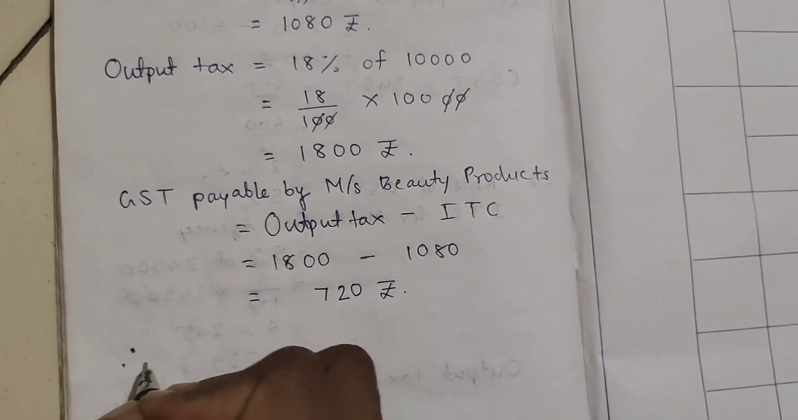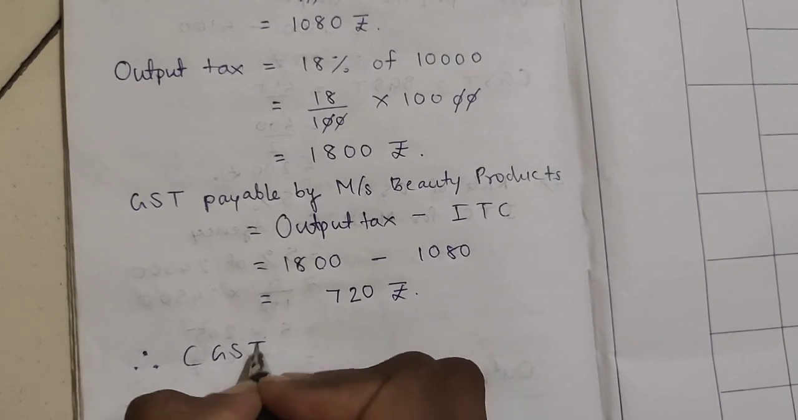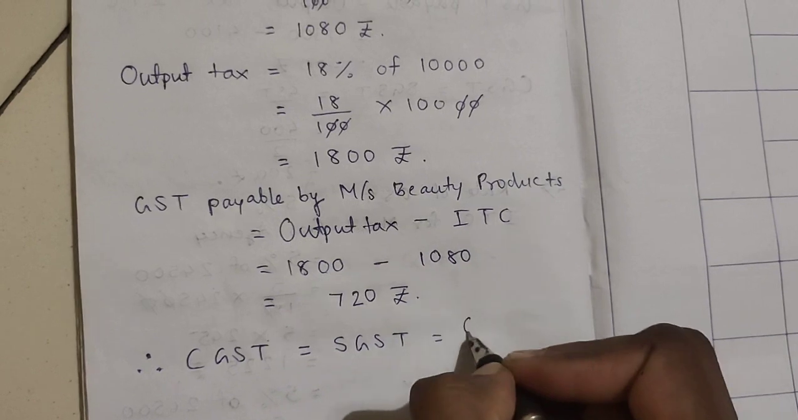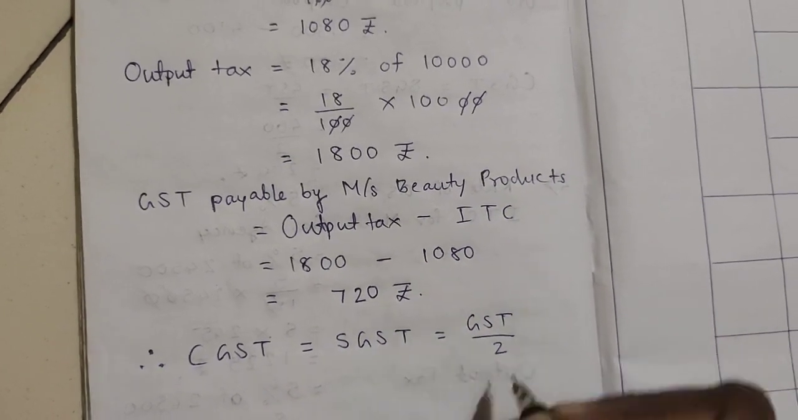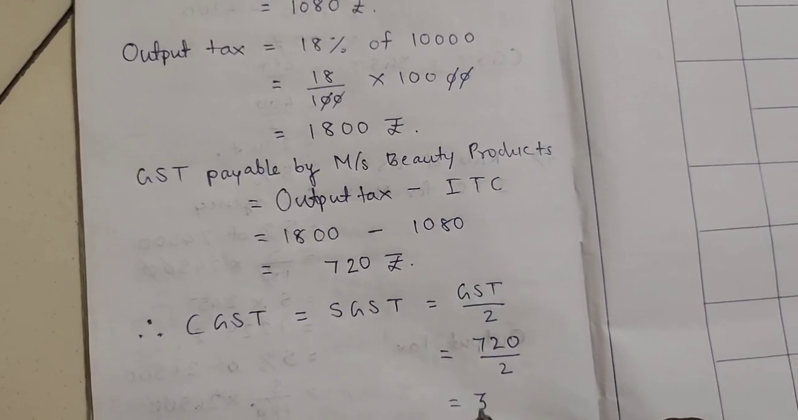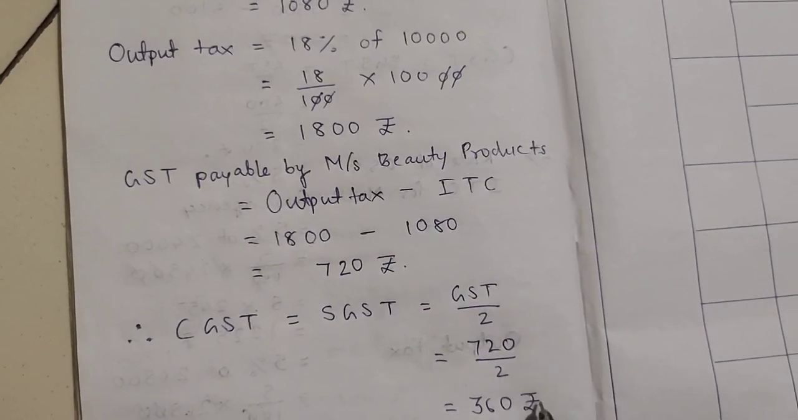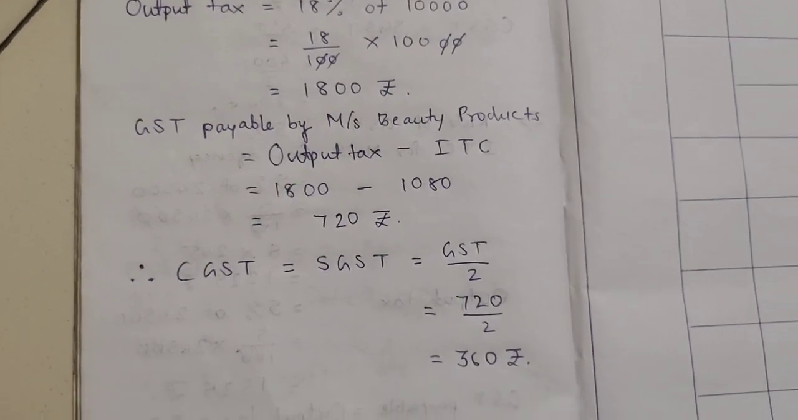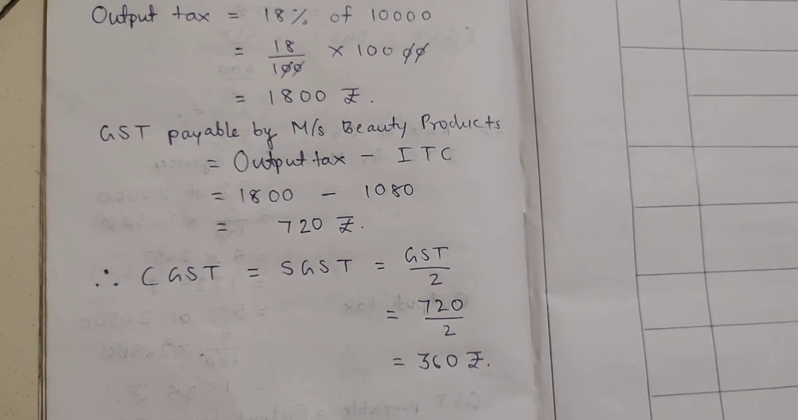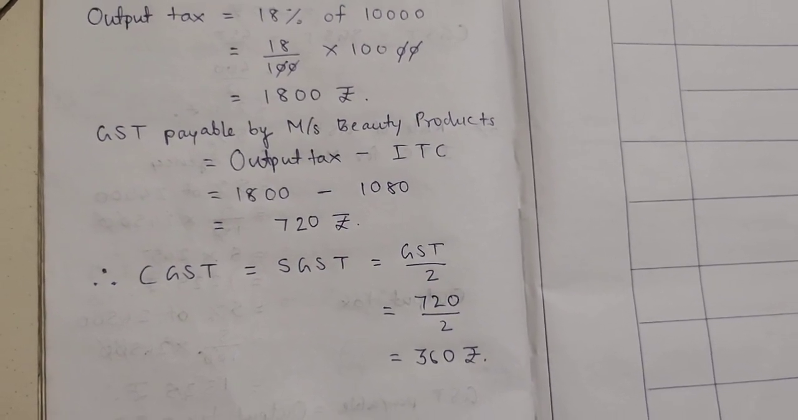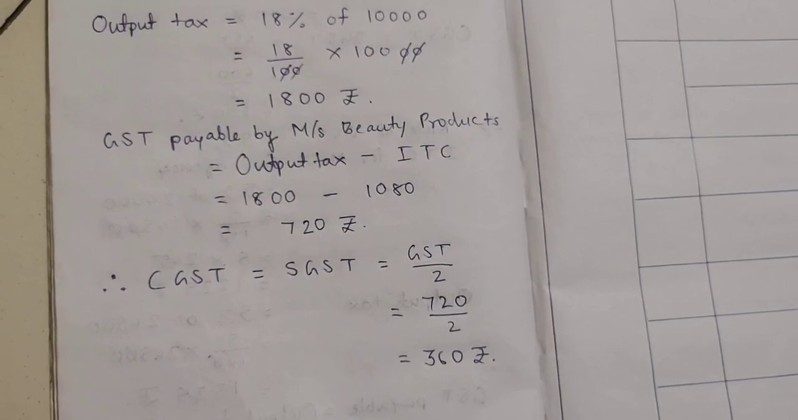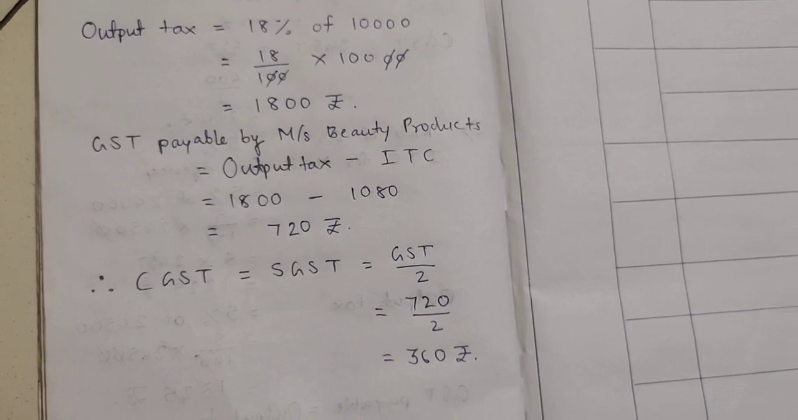Now we know GST, so we can calculate CGST and SGST. So CGST is equal to SGST is equal to GST upon 2. So this becomes 720 upon 2, and you know 720 upon 2 is 360. So 360 rupees will be paid by MS Beauty Products as CGST as well as SGST. So total 720 rupees will be paid by MS Beauty Products as GST.